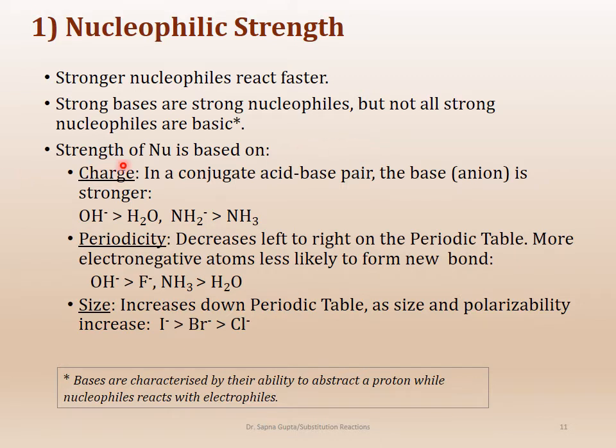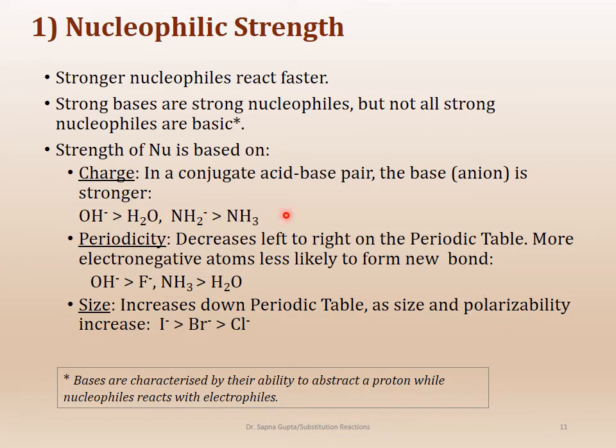So how do we know that a nucleophile is a good nucleophile? First of all, the charge. If you have a conjugate acid-base pair, the anion is going to be stronger. So for example, hydroxide versus water, hydroxide will be stronger than water. Amide, which is the conjugate base of ammonia, the amide will be the stronger base in case of these two.